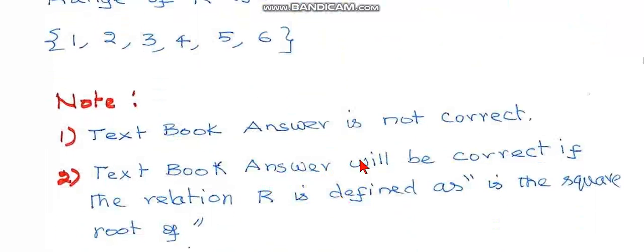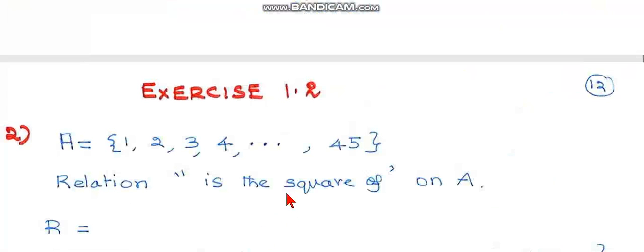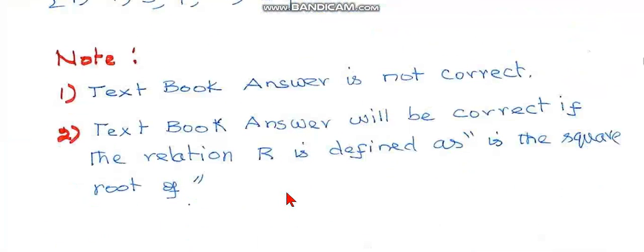Now the textbook answer is not correct for this problem. The textbook answer will be correct if the relation R is defined as "is the square root of". The given relation is "is the square of". If that relation is changed to "is the square root of", then the textbook answer will be correct.